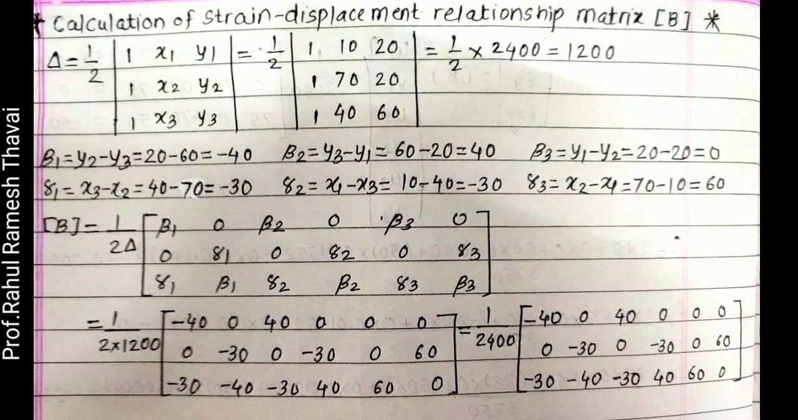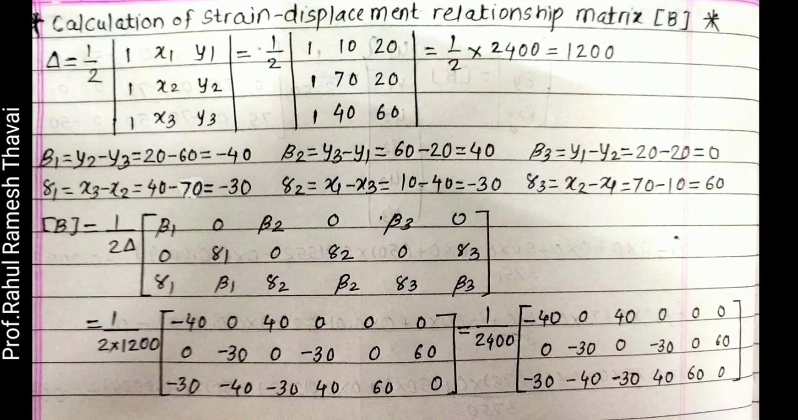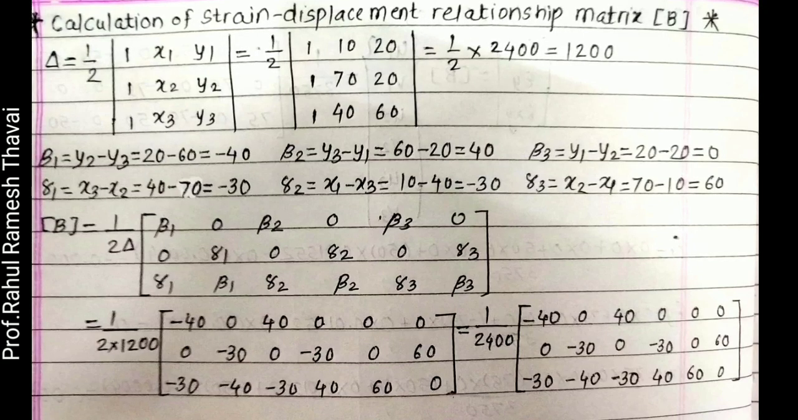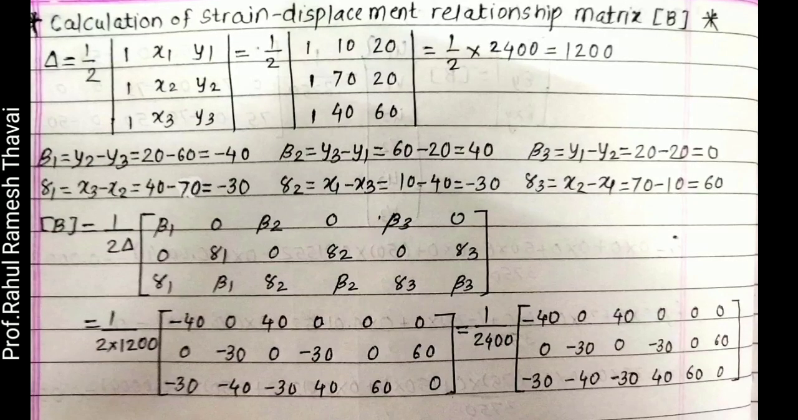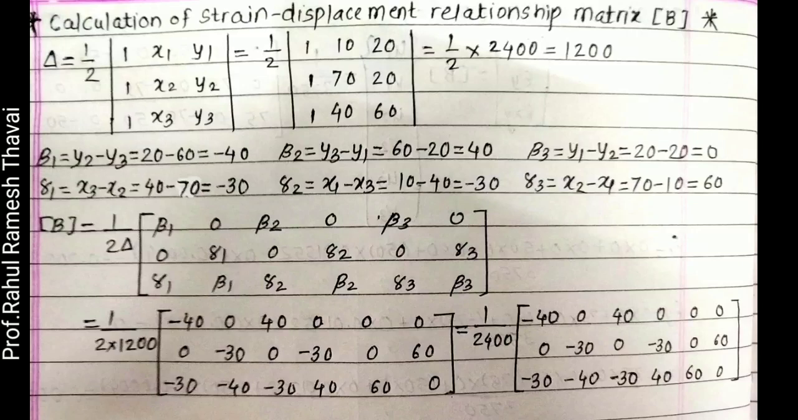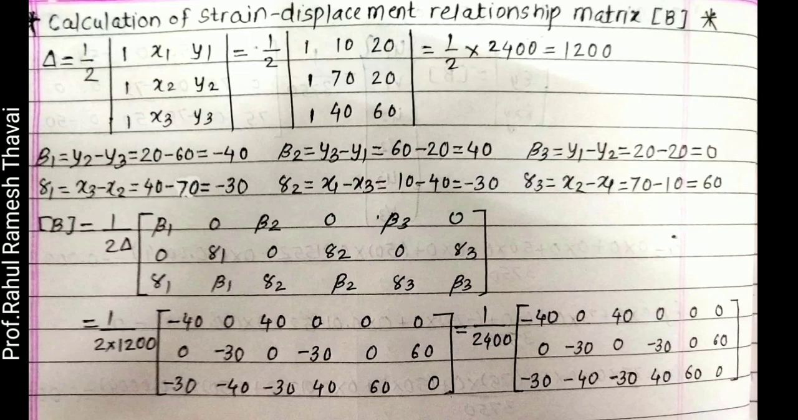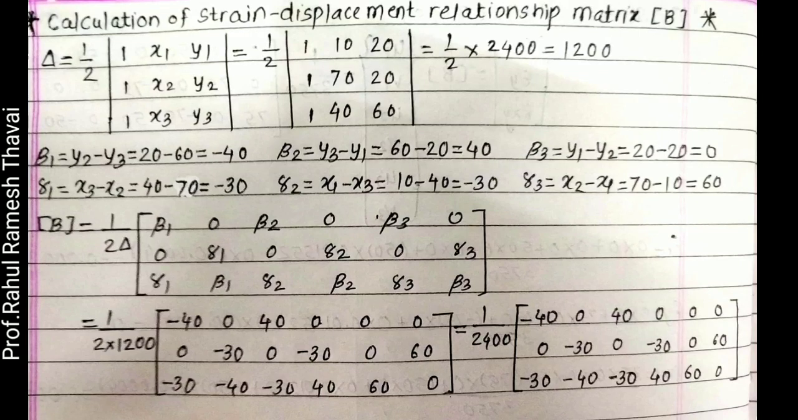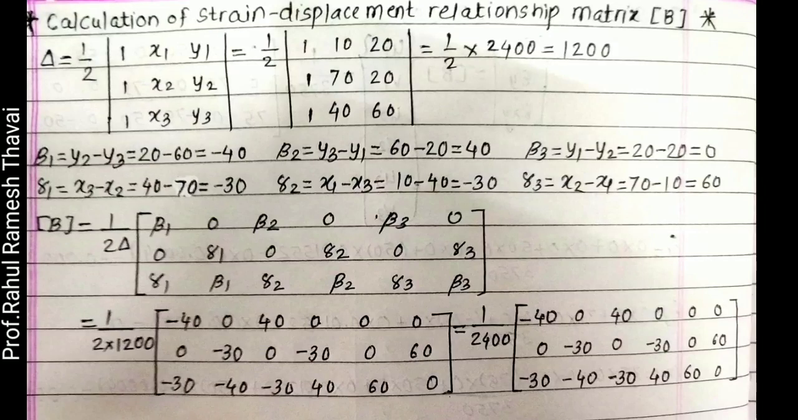Now I will calculate the value of matrix B, that is given by 1 divided by 2 into delta into the matrix [beta 1 0, beta 2 0, beta 3 0; 0 gamma 1, 0 gamma 2, 0 gamma 3; gamma 1 beta 1, gamma 2 beta 2, gamma 3 beta 3]. So I will get it is equal to 1 by 2 into delta, that is area 1200, into the matrix [minus 40 0, 40 0, 0 0; 0 minus 30, 0 minus 30, 0 60; minus 30 minus 40, minus 30 40, 60 0].